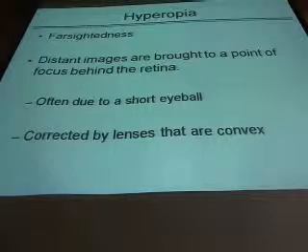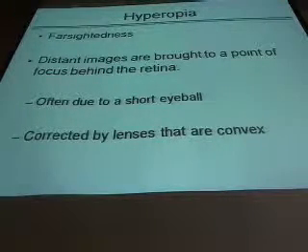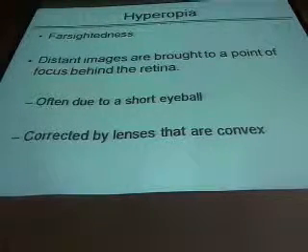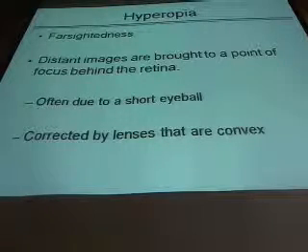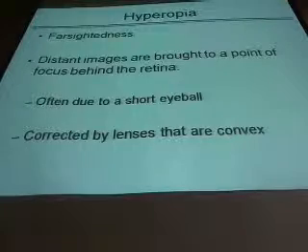Hyperopia, farsightedness. Again, the image is brought to a point of focus behind the retina. The eyeball's too short. Convex lenses. Concave and convex.